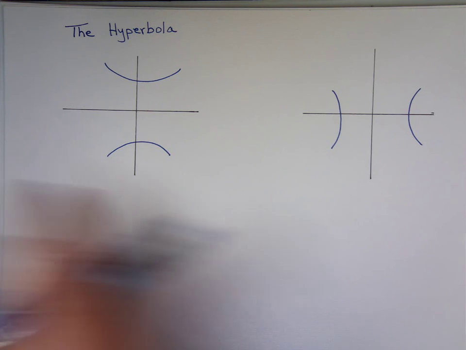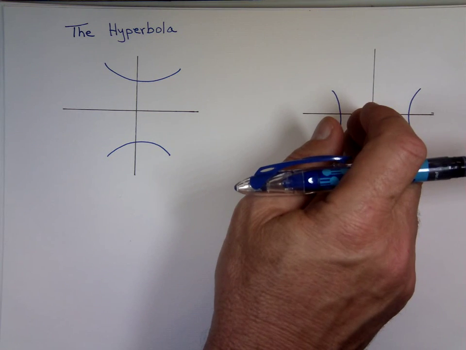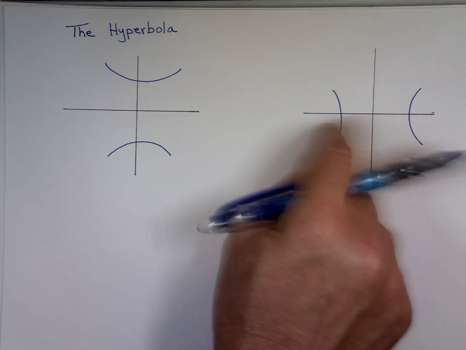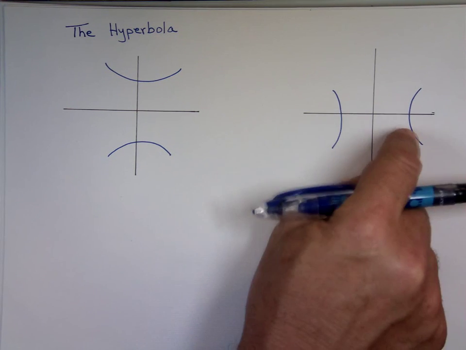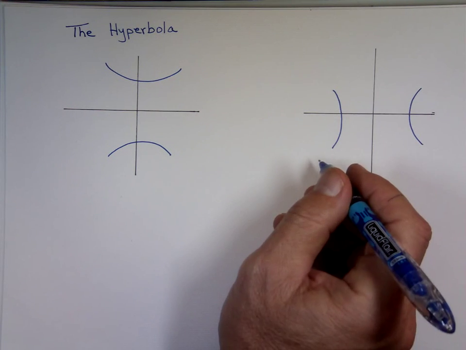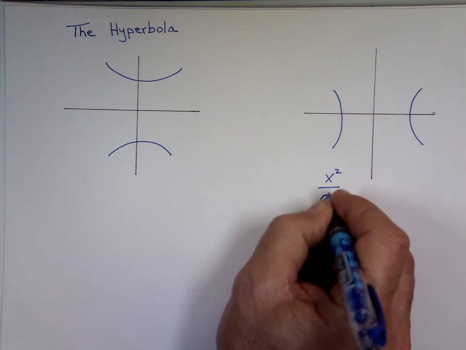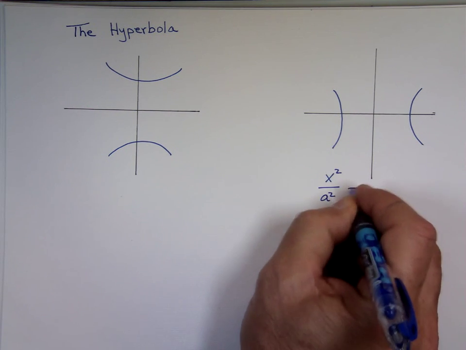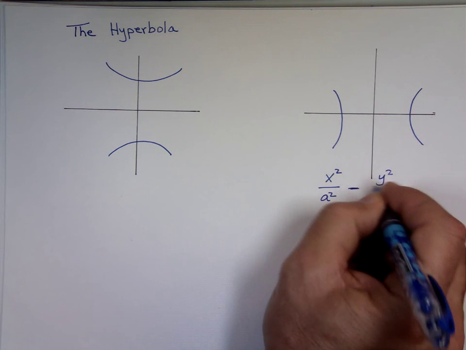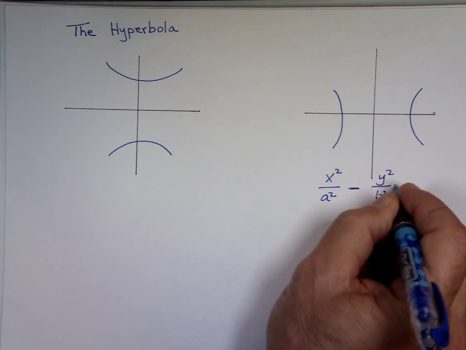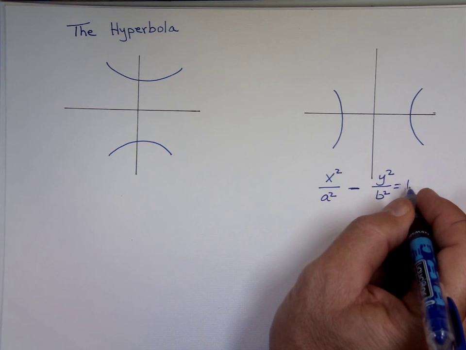Notice when it's like this one, it crosses which axis? The x-axis. So that will be x squared over a squared minus y squared over b squared is equal to 1.